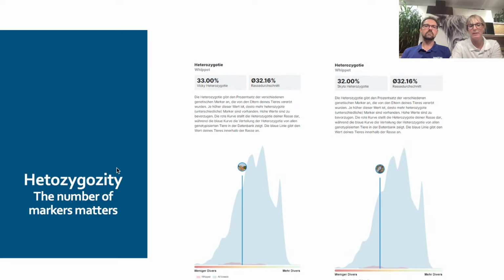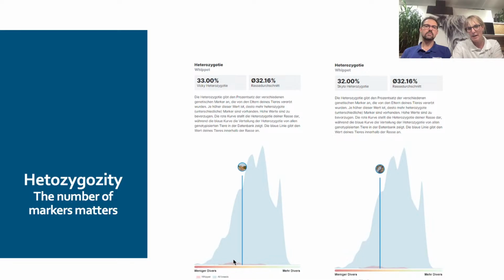And what you can see here in this picture is, for example, the heterozygosity of a dog. So this dog has a special value of 33%. The average value of the breed is 32%, so this dog matches the average very well. And you will also see this in a kind of graph, where the blue line indicates where your dog is located. The blue curve in this case shows you the heterozygosity values of all dogs included in the database.